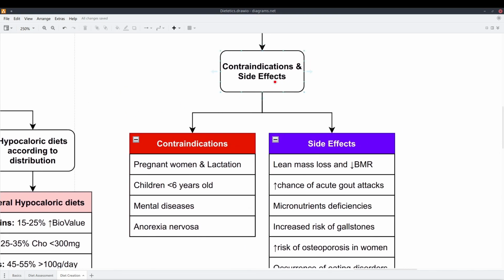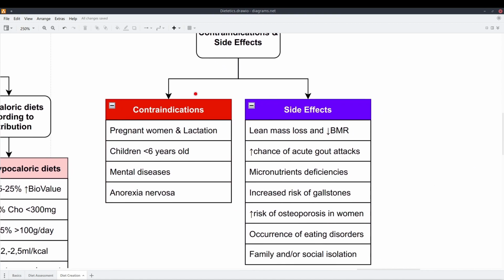So what are the contraindications and side effects of hypocaloric diets? Contraindications, they are not indicated for pregnant women and during the lactation because they need the calories to support the child formation and growth. Children under 6 years old cannot follow hypocaloric diets because they need the calories and the nutrients for their development, especially the brain.